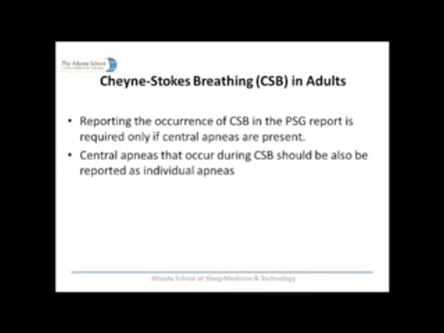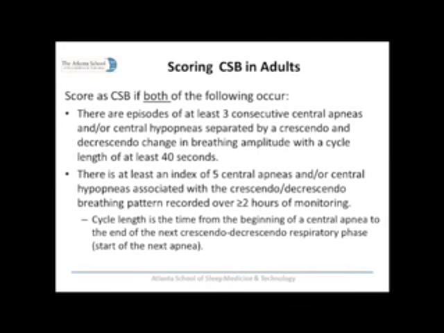In terms of reporting, they note that if necessary, reporting the number of hypopneas using the definition of at least 30% reduction in flow for at least 10 seconds and associated with at least a 4% desaturation may additionally be reported. For example, if the patient needs to meet criteria for positive airway pressure therapy for Medicare or Medicaid.